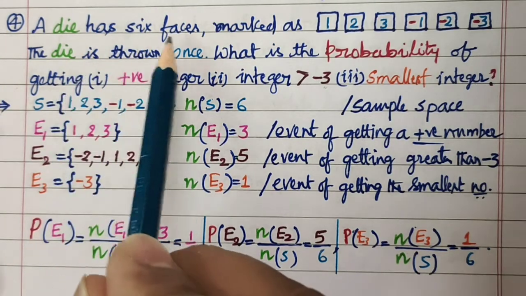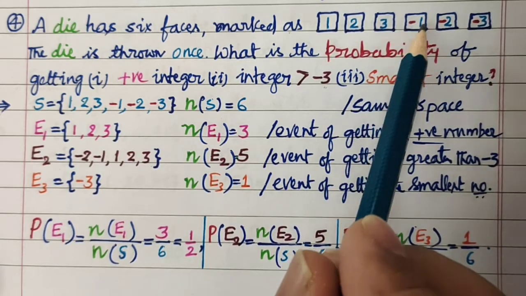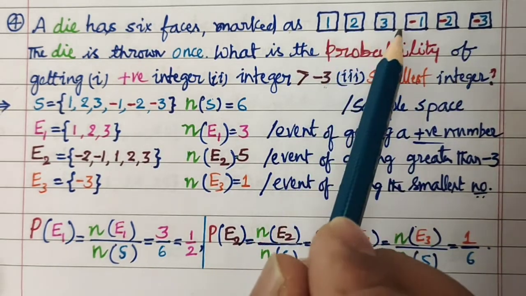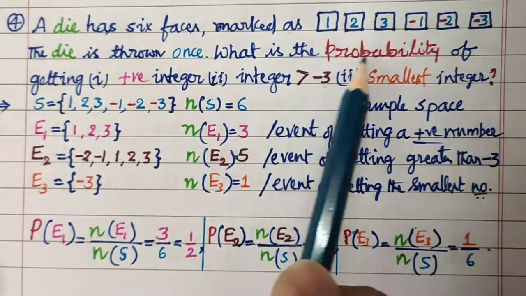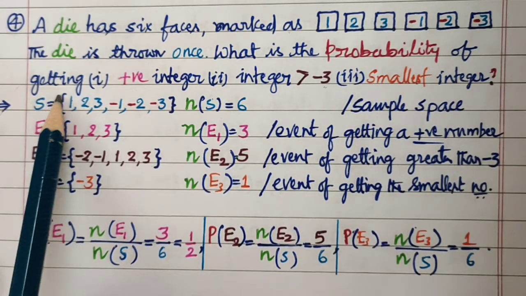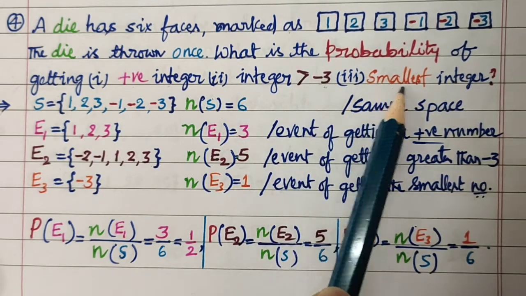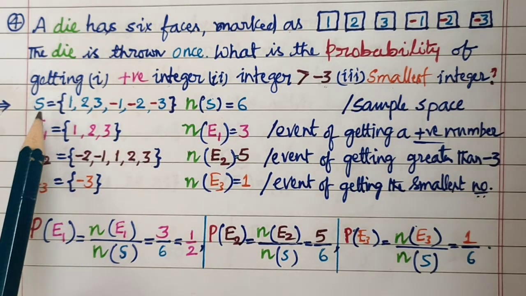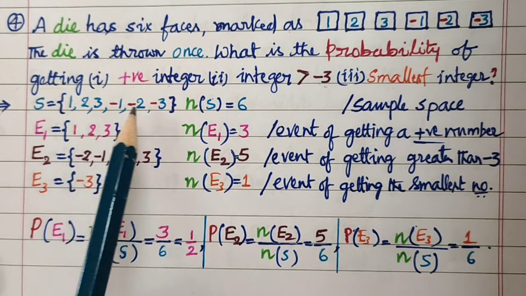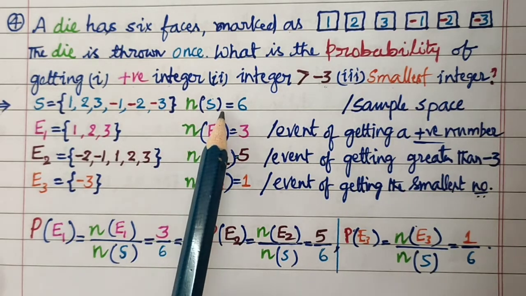A die has 6 faces marked as 1, 2, 3, minus 1, minus 2, minus 3. These are the faces of a die. The die is thrown once. What is the probability of getting a positive integer, a number greater than minus 3, and the smallest integer? S, the sample space, the set of all possible outcomes, is given by 1, 2, 3, minus 1, minus 2, minus 3. The number of outcomes is equal to 6.